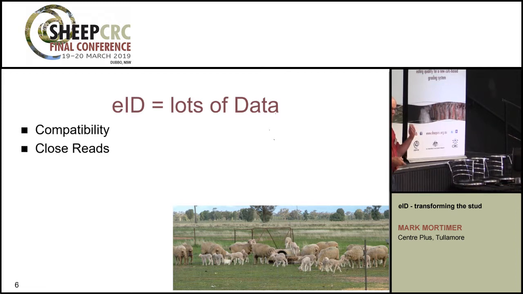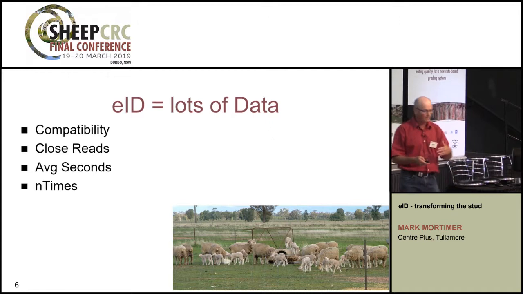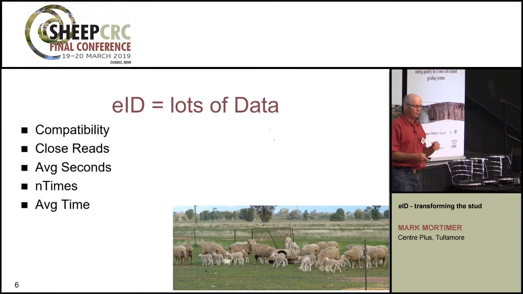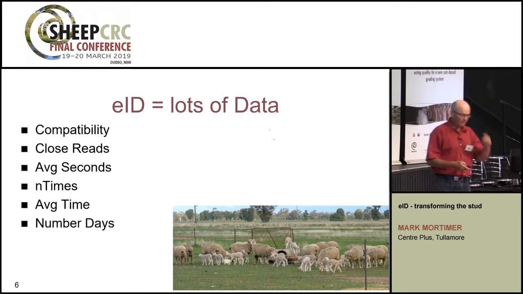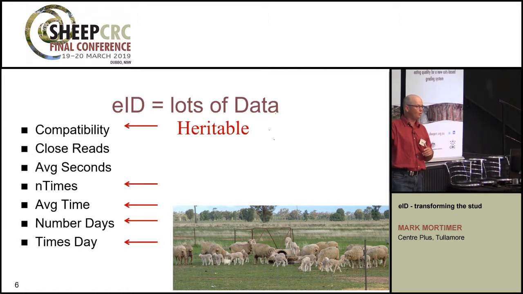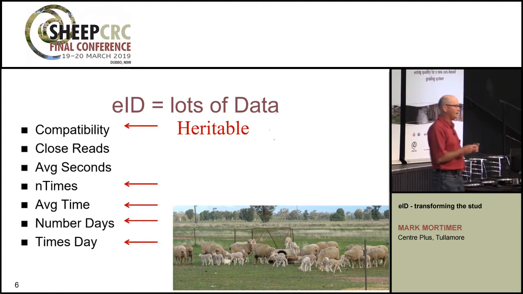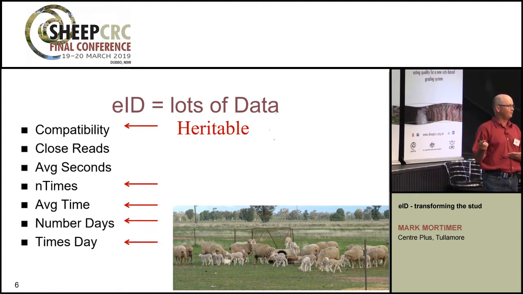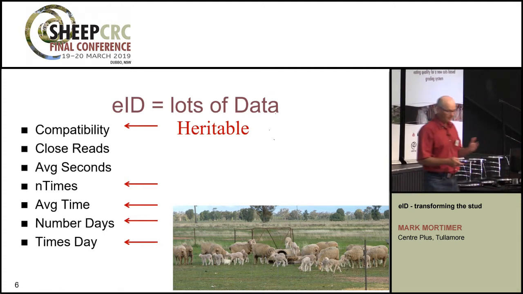So we looked at compatibility, so close reads, how close the lambs were to their mum, average seconds behind their mum, number of times they came through in the trial, the average time a day, the number of days they came through, and how many times per day. It turns out all of those traits are moderately to highly heritable. I could breed for them if I want. I don't know that I need to.